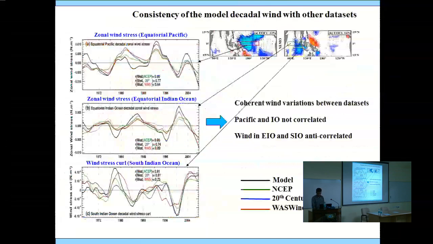This decadal variability assessed from the NEMO model is highly sensitive to the wind forcing, that is ERA-40. So we assessed the decadal evolution of wind from three other reanalysis winds: NCEP, 20th Century, and WASWind fields. They give a pretty similar evolution of wind stress at decadal time scale, so we are pretty confident about the decadal forcing on the model.